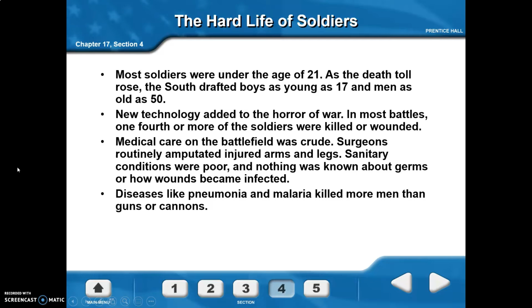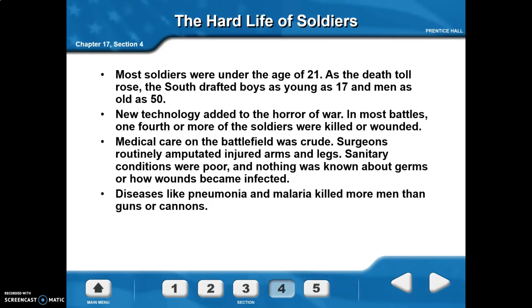One way that men could get out of the draft was they'd pay $300 or they would have someone else volunteer for them. So the rich men were able to pay their way out and not fight in the Civil War. And many of the working class or poor who were drafted because they couldn't afford the $300 called this the rich man's war. The rich got away with it. The poor were forced to fight, and it's the poor man's fight.